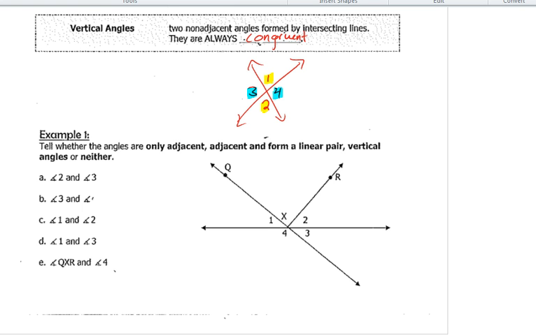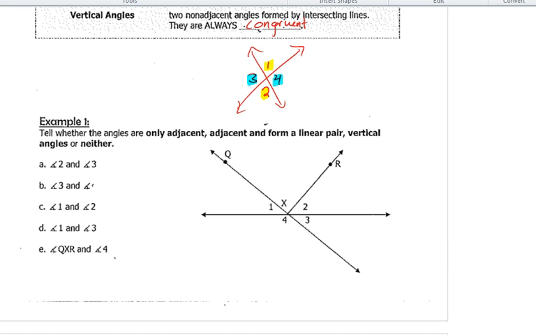Okay, so just going through making sure we're able to do these. Tell whether the angles are only adjacent, adjacent and form a linear pair, vertical angles, or neither. This is where I'd like you to pause it, work ahead, and then see if you got it right. It's not going to do you any good to just listen to me give you the answers as you work. So try them and see how many you can get right out of these 5. I should also tell you that angle 3 is supposed to be an angle 4.